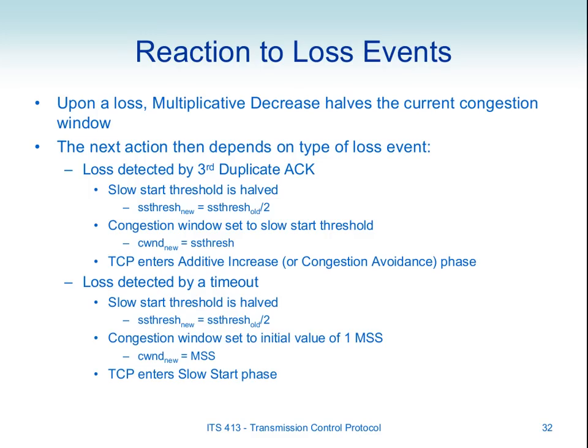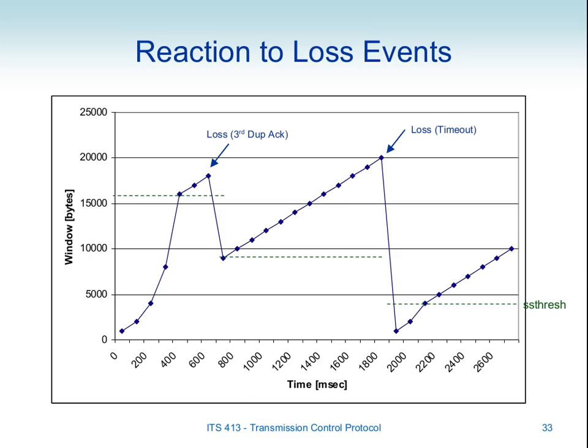And then in packet losses, two different types of events. Small amount of congestion, three duplicate ACKs. Large amount of congestion, timeout. We reduce by more in the event of a timeout. And we get something similar to this in a simple case.